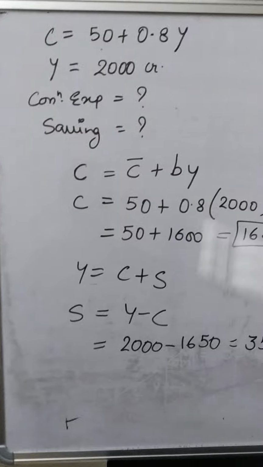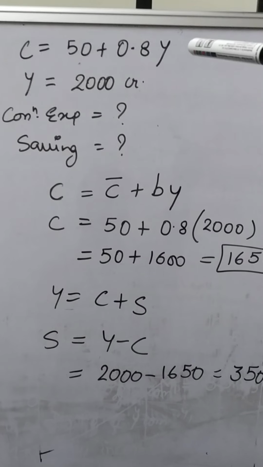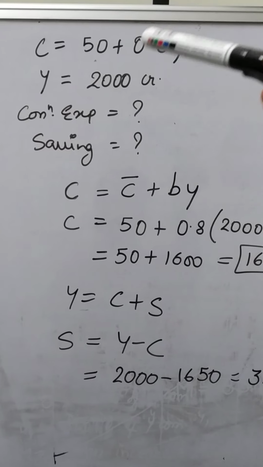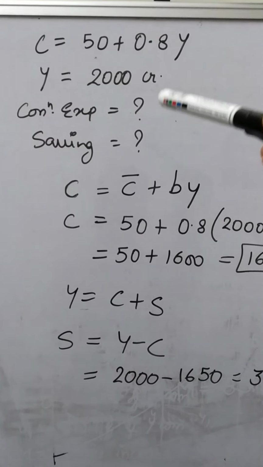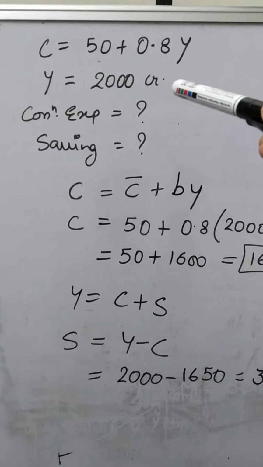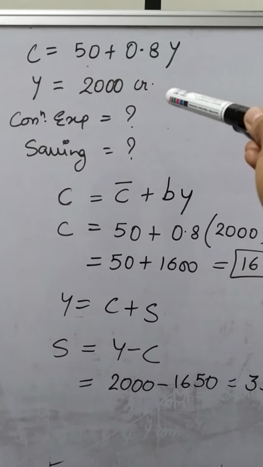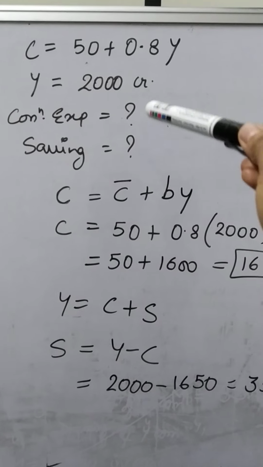In the question, two things are given to you. Consumption function is given to you and income is given. Now they are asking you to calculate the consumption expenditure and the saving at the income level of rupees 2000 crores. So two things are given to us in the question, and two things we need to calculate.